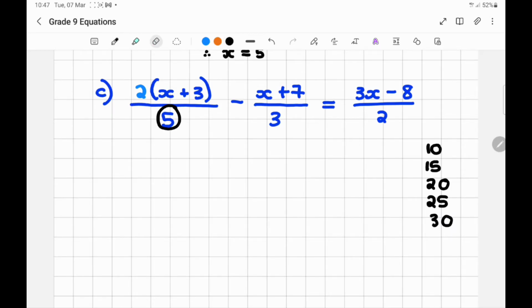All right. So just how you would get the LCDs, take the biggest one and always add another one of those together. Okay, so we're going to make our LCD 30.